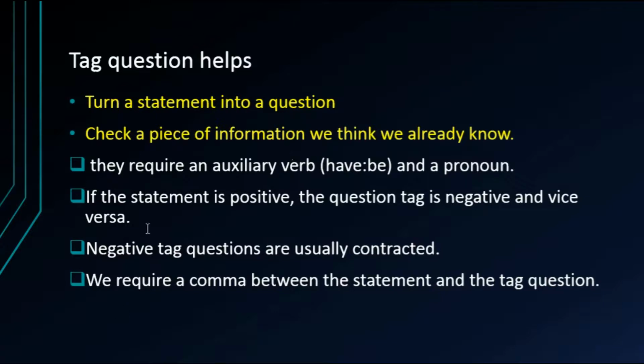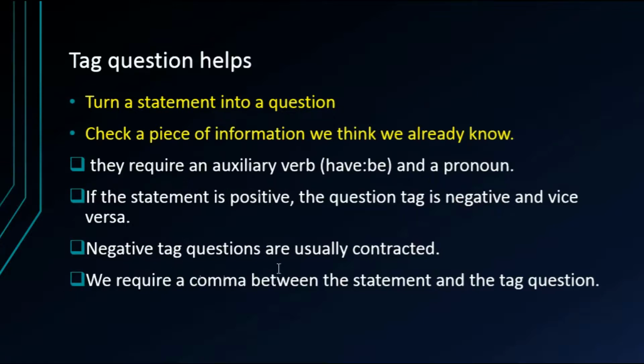Okay. General comments on them. They require an auxiliary verb. It's either have, which means have, has, and had, or be, right? Be is, are, was, were, and we also have do, does, and did, okay? So all the auxiliary verbs and the helping verbs. And they also require a pronoun, okay? Two things. We'll talk about them in detail later. If the statement is positive, the question tag is negative, and vice versa. If it is negative, then the tag question would be in a positive statement, okay?